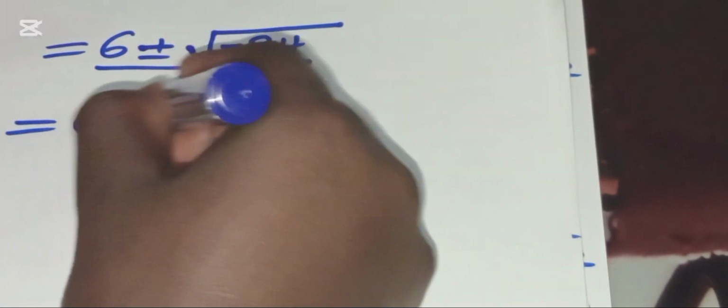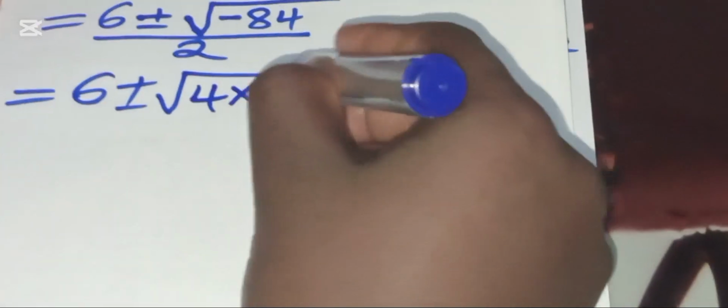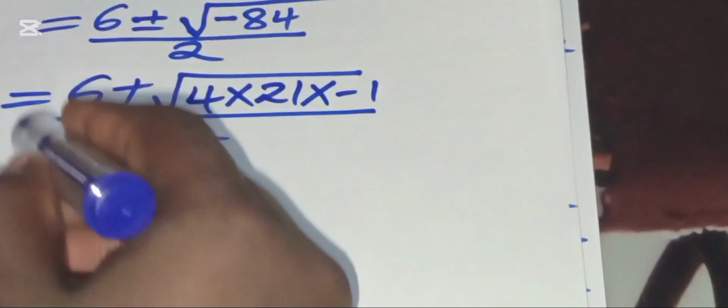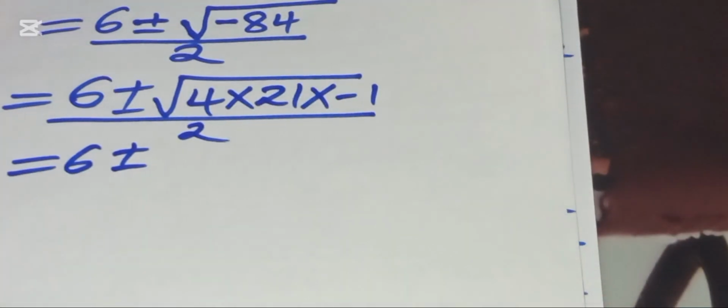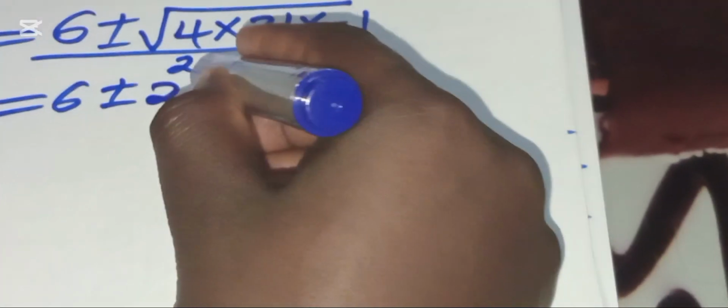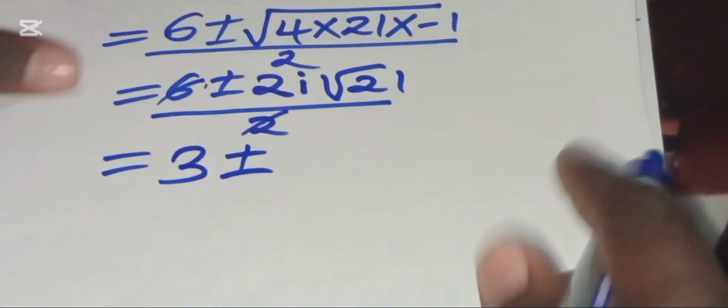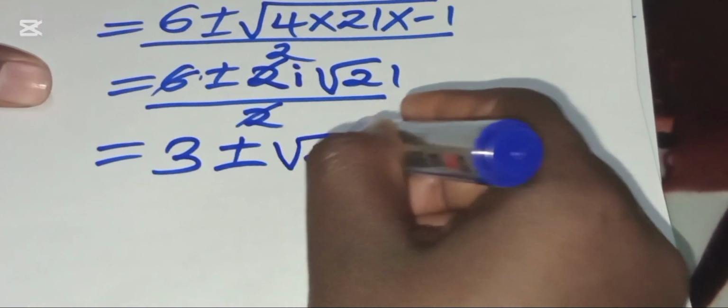Now we can express this as 6 plus or minus. We can express the negative 84 as 4 times 21 times negative 1, divide this by 2. All right, so that we'll have 6 plus or minus the square root of 4, this is equal to 2, square root of negative 1, this is i, and then square root of 21, divide this by 2. So if you simplify here, you're going to have 3 plus or minus square root of 21 i.